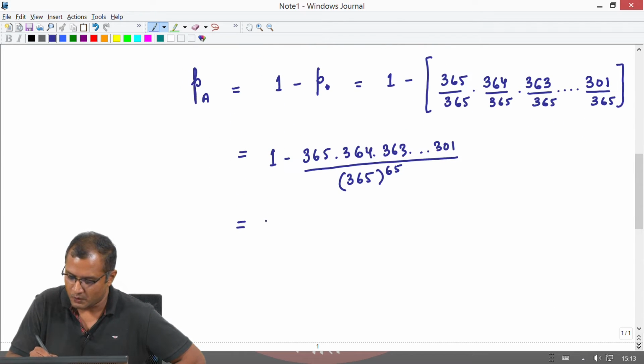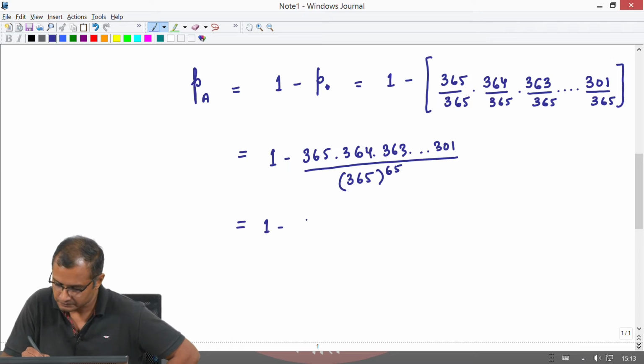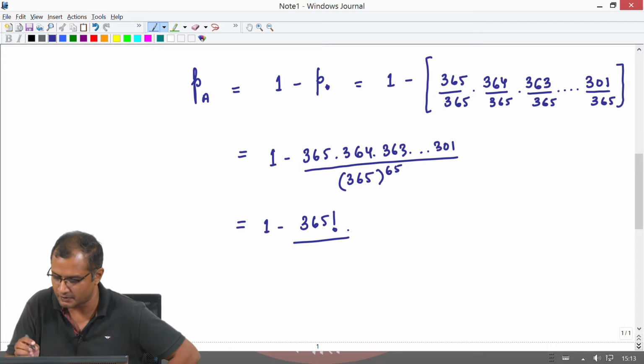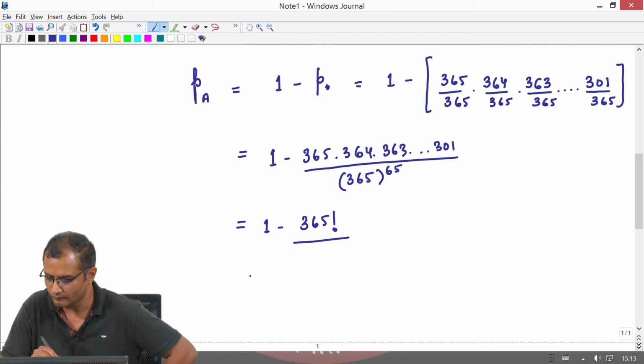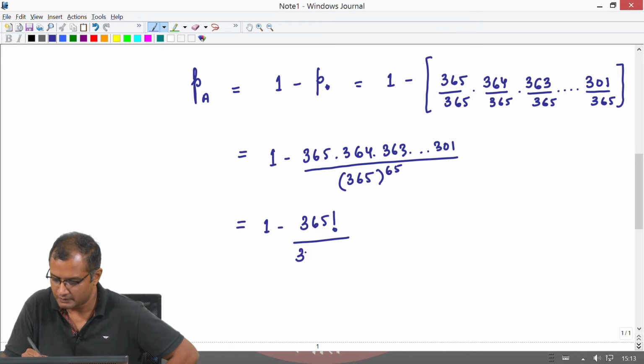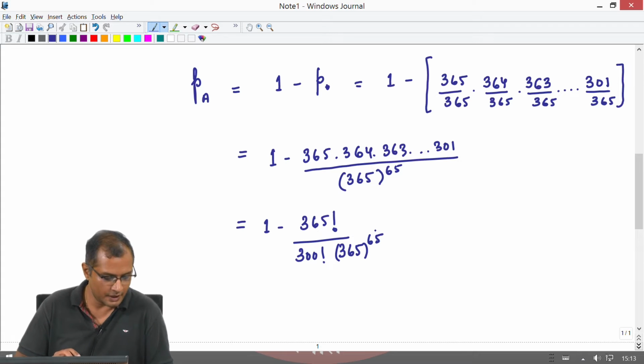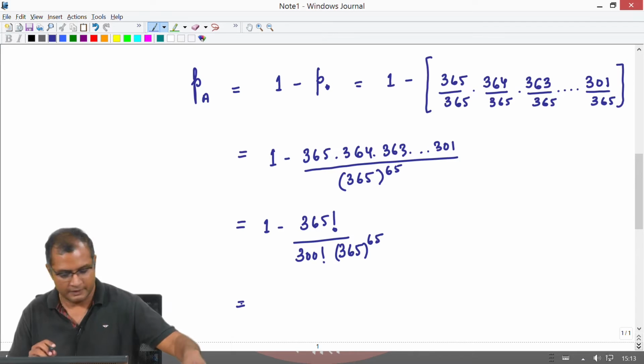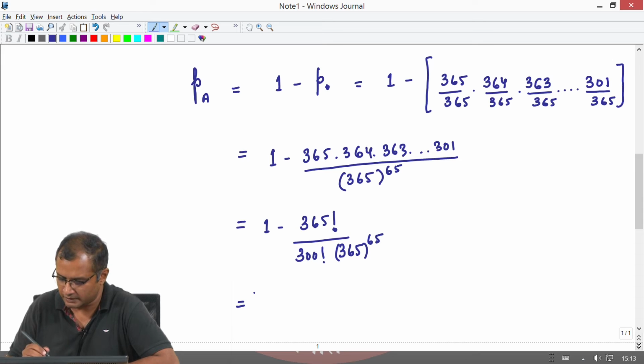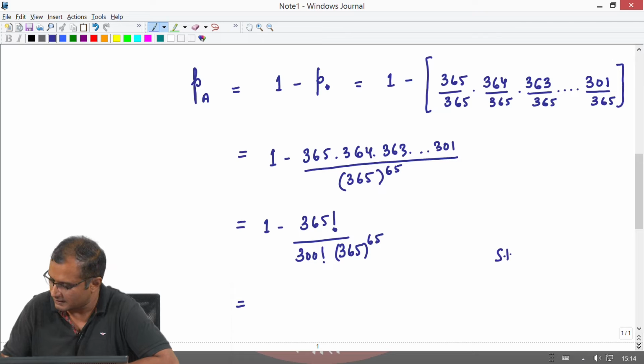And this can be written as 1 minus 365 factorial upon 300 factorial into 365 to the power 65. Okay. And if you solve this, you can compute it in a calculator, or you can use a simple Stirling's approximation that I can write down.